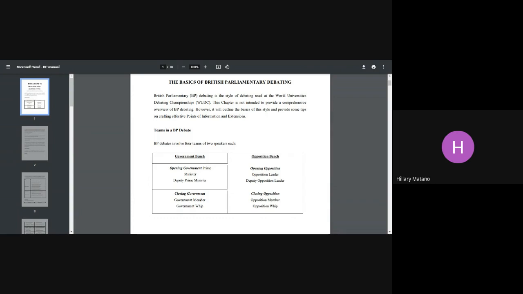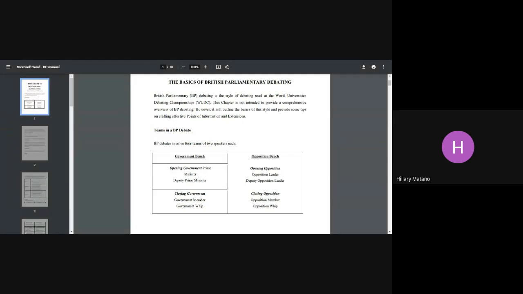Based on the projection we are having, the British parliamentary format is amongst the very many debating structures or formats that you have. We have the British parliamentary format, the World Schools format, and the Canadian style format, but those are not going to be our focus today. We'll be looking at the British parliamentary format.